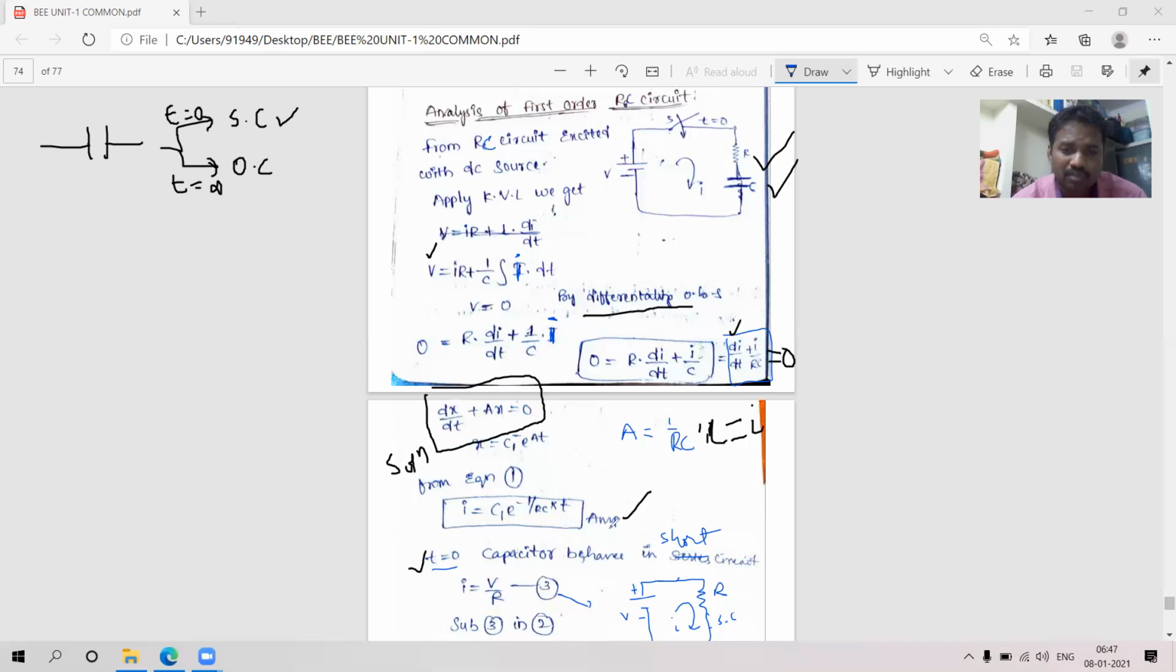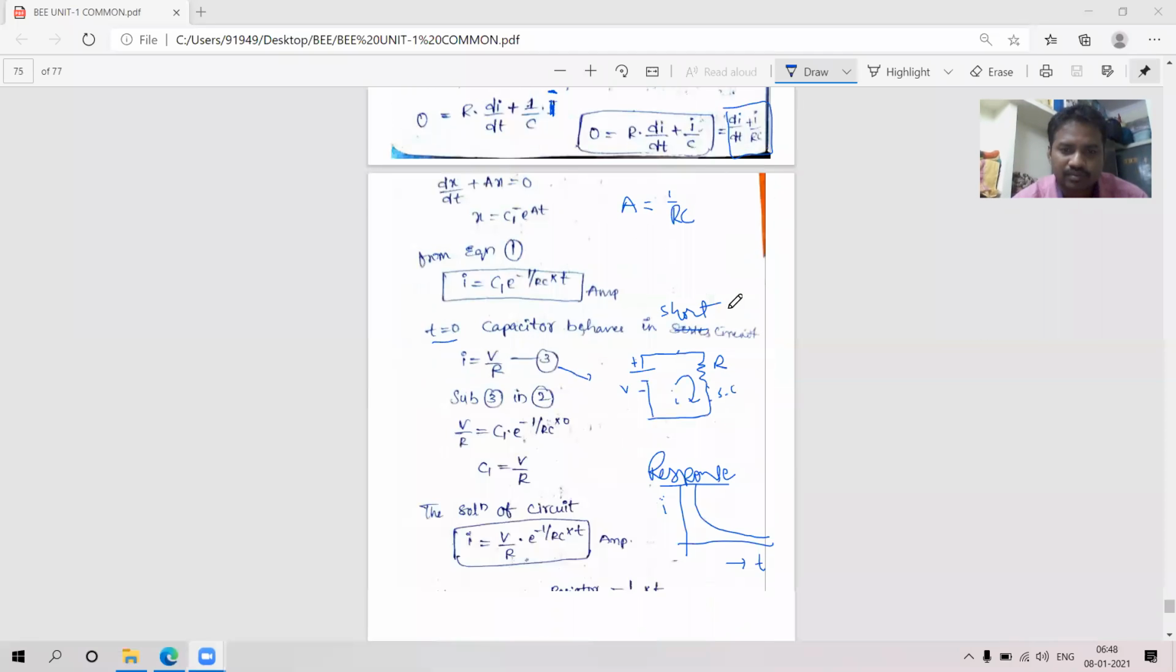This is equation number 3, and we are going to substitute equation number 3 into equation number 2. This is the equation number 1 we got. Substituting into equation number 2, we are going to get the value of C1. Let me clear all these things first.